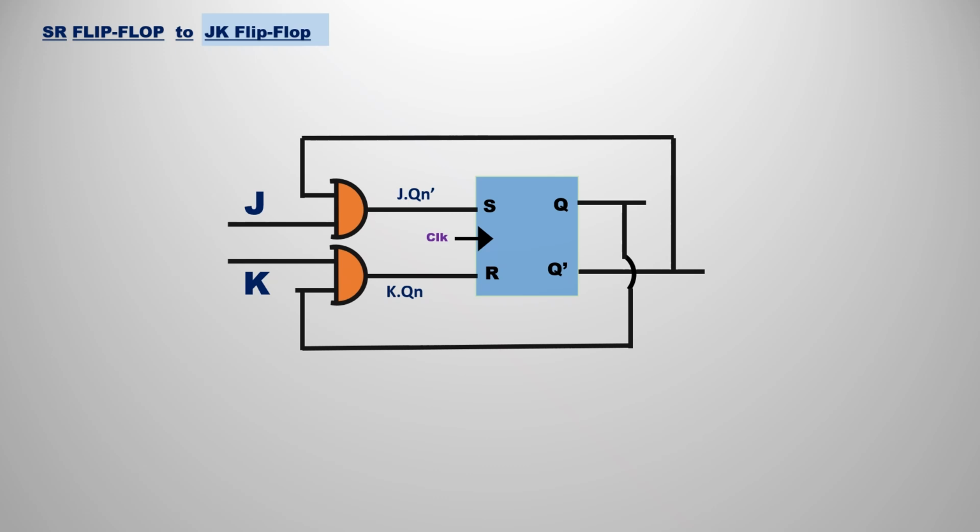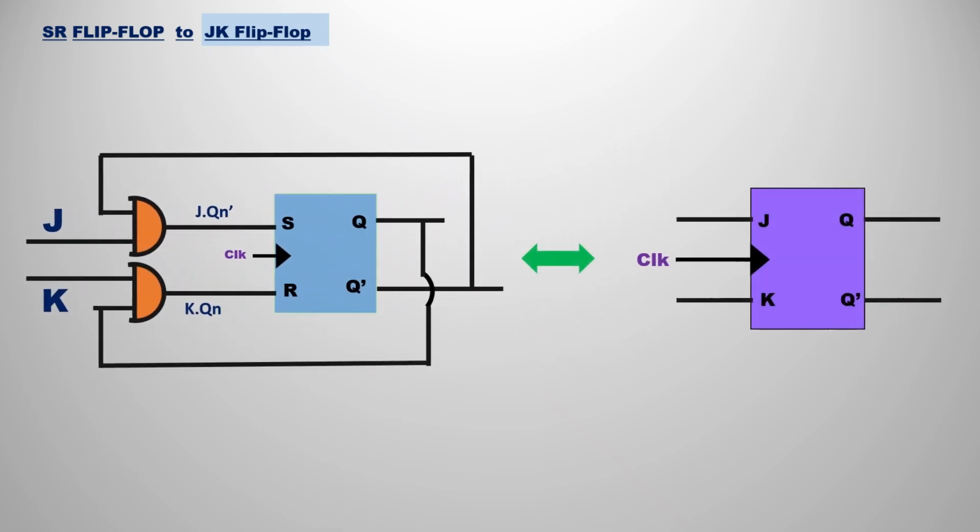So for S we have J dot Qn bar. Take J as input, because this is a JK flip-flop, right? So we have to take J and K as inputs. The next product term is K dot Qn. We already have Qn, so take it as feedback, and K is the external input. So we are passing the external inputs J and K to S and R as product terms. This is known as the JK flip-flop. This whole circuit is equivalent to the JK flip-flop. We have implemented the JK flip-flop with the help of the SR flip-flop and some logic.